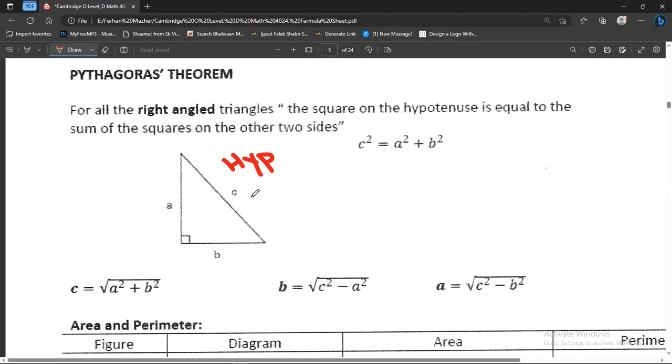In the same way, if your c square is less than a square plus b square, then this is an acute angled triangle. If your c square value is greater than a square plus b square, then it is an obtuse angled triangle. From this formula, I can find c, that will be the square root of a square plus b square. I can find b, its formula will be the square root of c square minus a square. I can find the value of a, and its formula will be the square root of c square minus b square.